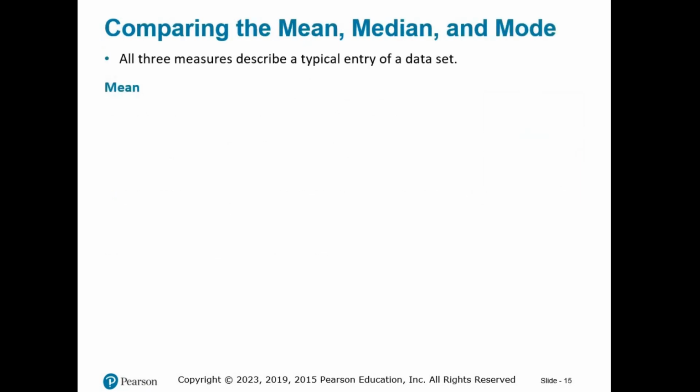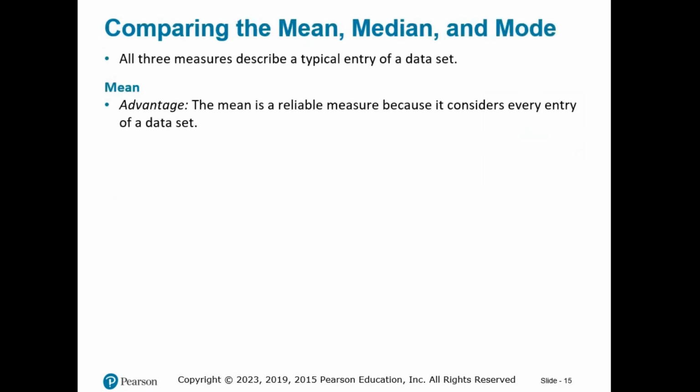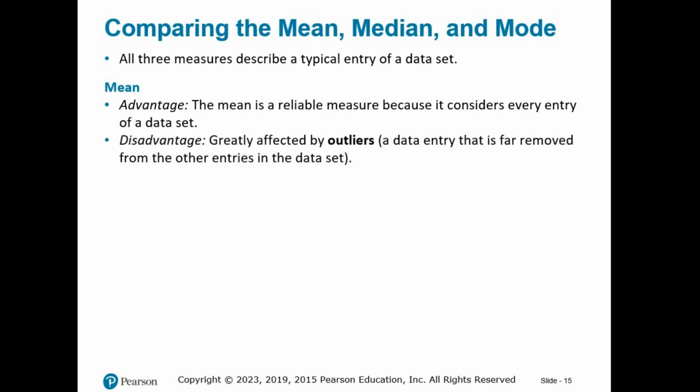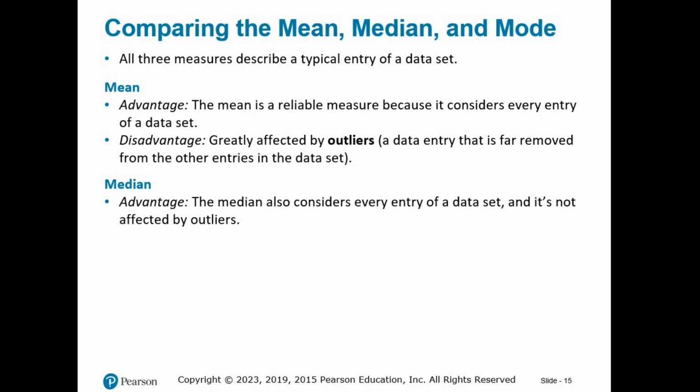Let's talk about the mean first. The mean is a reliable measure because it considers every entry, but it has the disadvantage that it is greatly affected by outliers, or data entries that are far removed from the other entries in the data set. The median also considers every entry of the data set, and it's not affected by outliers. However, it is quite time-consuming to order a very large data set by hand.